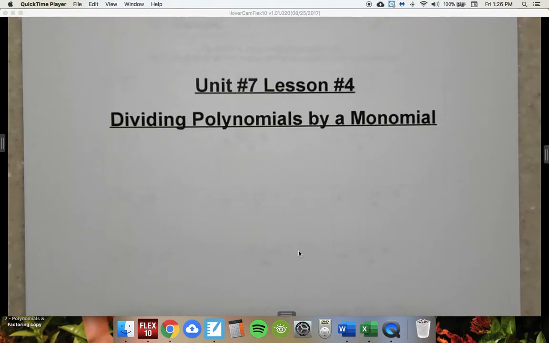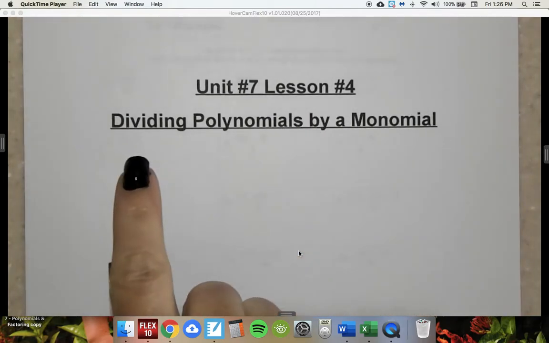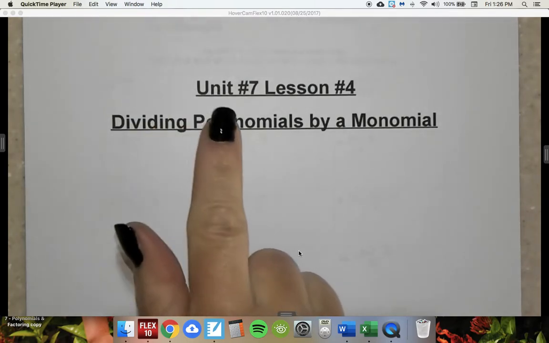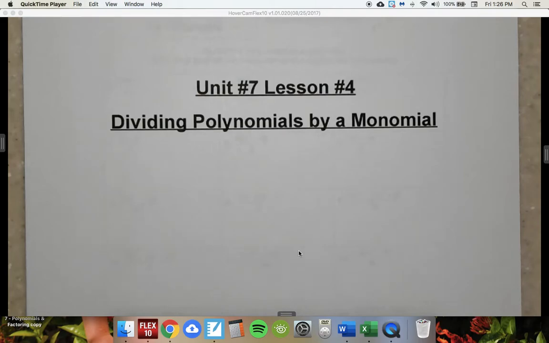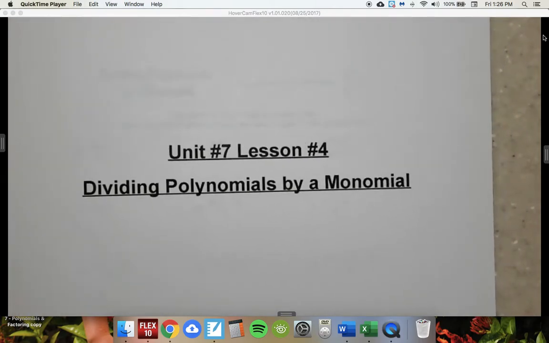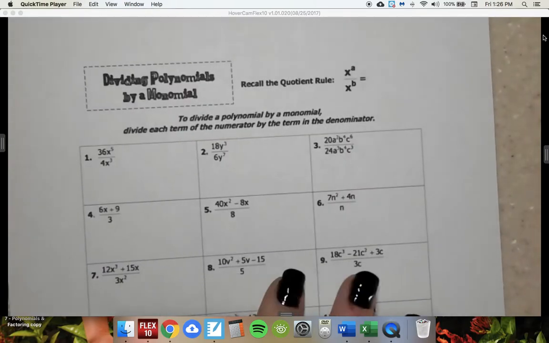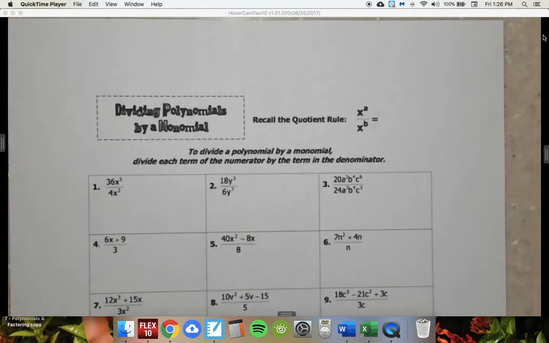We are on Lesson 4, and it's called Dividing Polynomials by a Monomial. All right? Now, there's something they want to remind you of, and it is called the Quotient Rule.